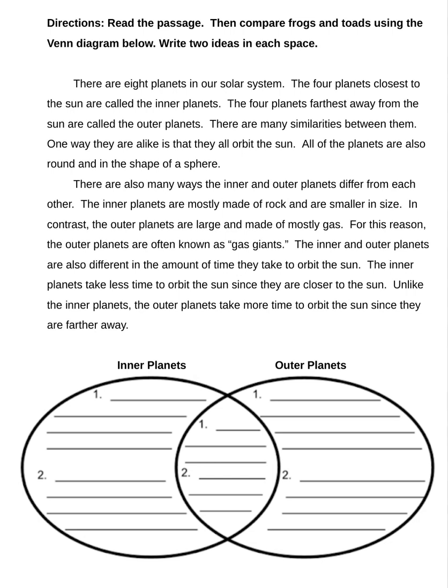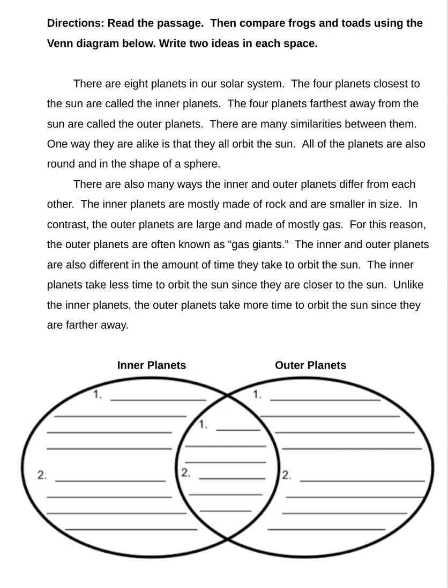Okay, we're going to read the passage, then compare frogs and toads using the Venn diagram below. Write 2 ideas in each space. There are 8 planets in our solar system. The 4 planets closest to the sun are called the inner planets. The 4 planets farthest away from the sun are called the outer planets.